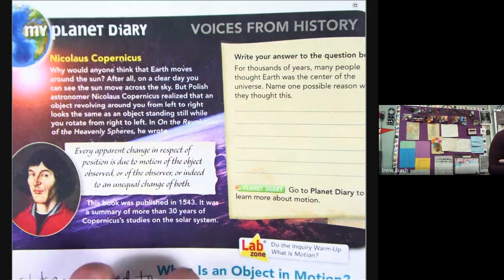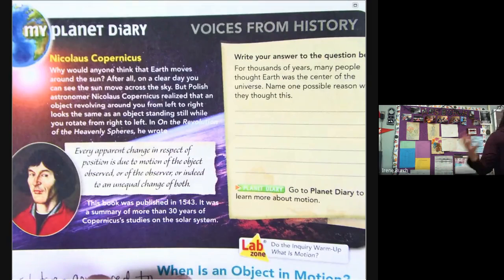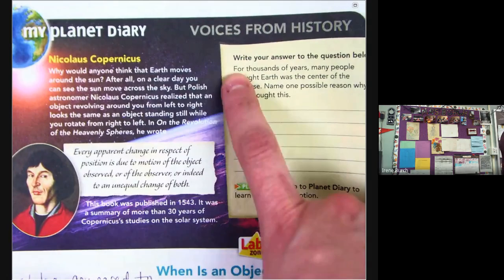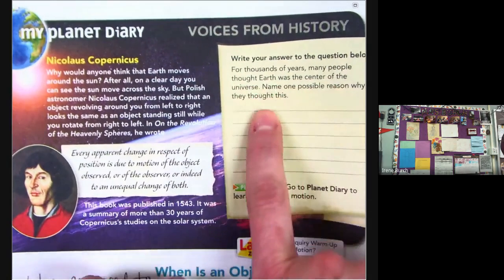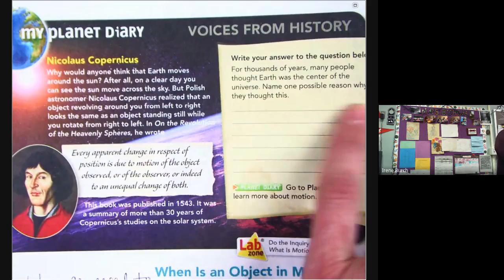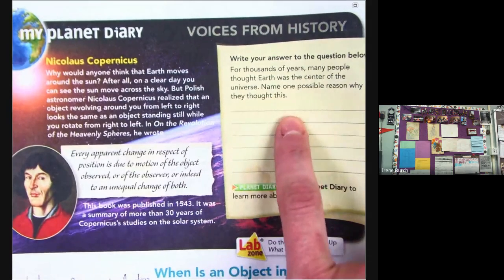So they thought, wow, the sun's going around us and the moon's going around us. Got all these stars. Like, we must be the center of everything. Everything's going around us. So it says, for thousands of years, many people thought Earth was the center of the universe. Name one possible reason why they thought this. What did you guys come up with?